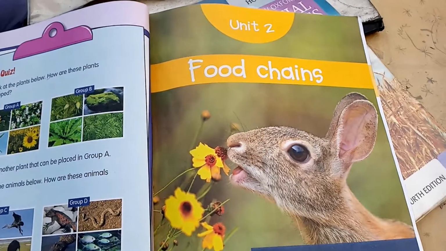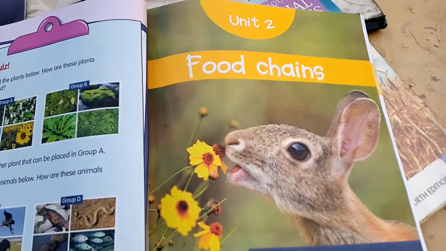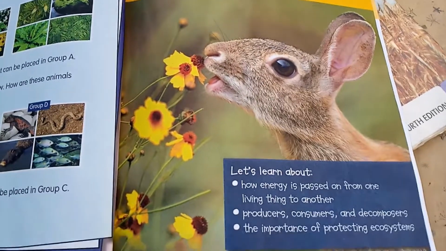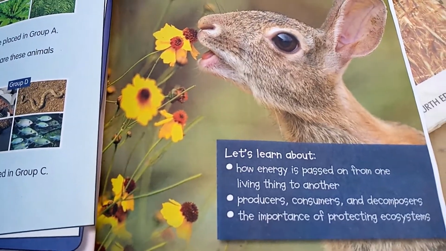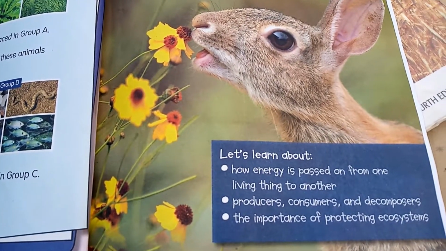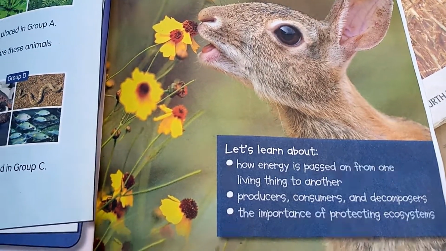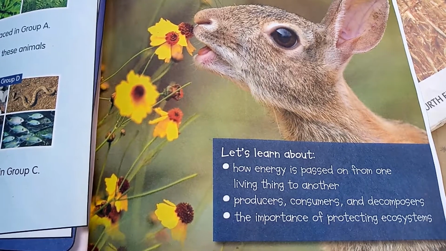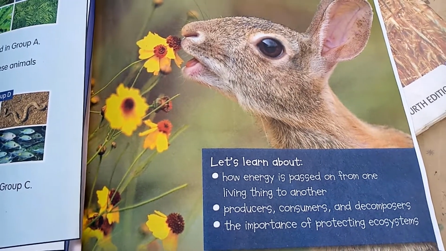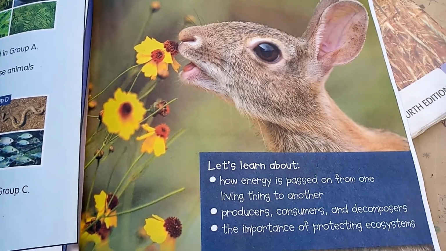So we are going to discuss unit number 2 about food chain. In this unit, we have learned about how energy is passed on from one living thing to another, producers, consumers and decomposers, the importance of protecting ecosystem. Now let's move towards the exercise.